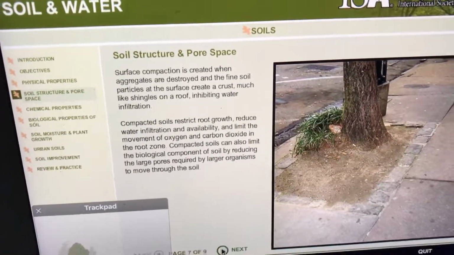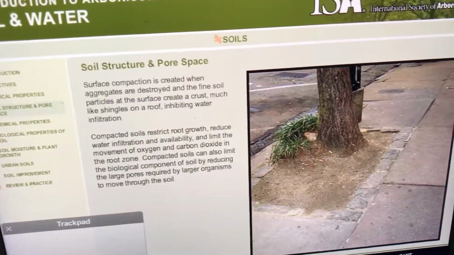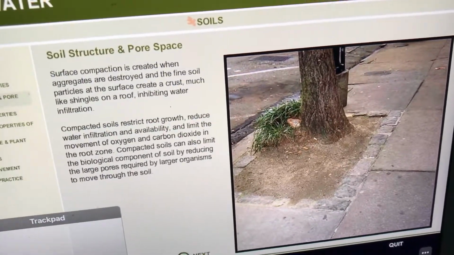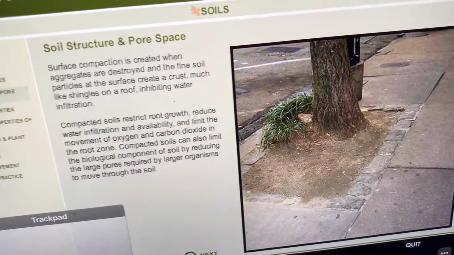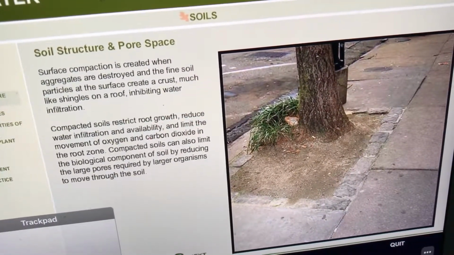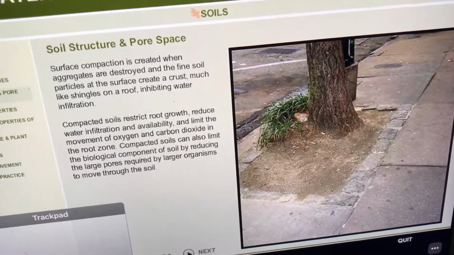Compacted soils restrict root growth, reduce water infiltration and availability, and limit the movement of oxygen and carbon dioxide in the root zone. Compacted soils can also limit the biological component of soil by reducing the large pores required by larger organisms to move through the soil.